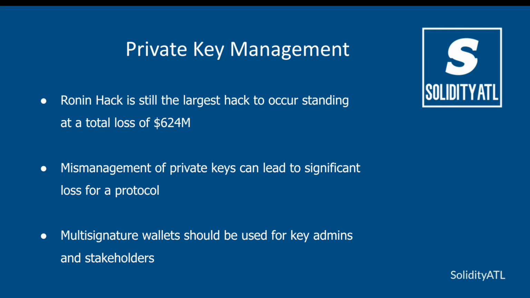So unfortunately, private key management is not performed at a very great level. There have been many hacks, one of which was the Ronin hack, which may still be the largest hack to occur, with a total of $624 million being lost due to incorrect private key management. We won't go into exactly how this attack occurred and do the full breakdown, but essentially, a developer was phished, private keys were lost, and mistakes were made, and that led to $624 million being lost. Like we said, mismanagement of private keys can lead to a significant loss for a protocol.